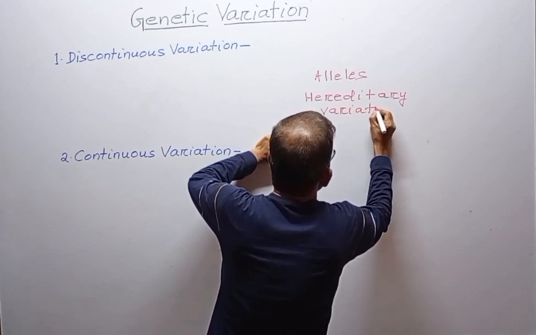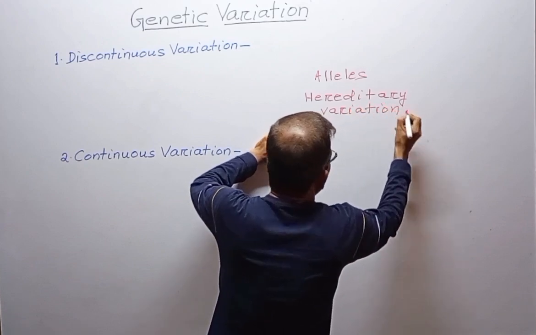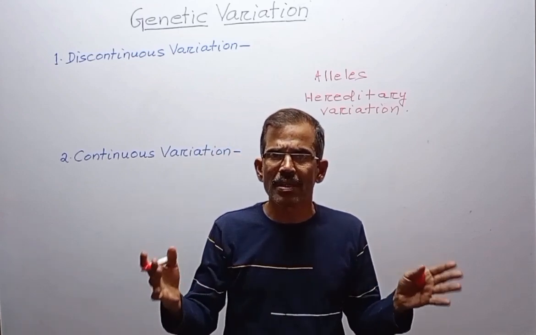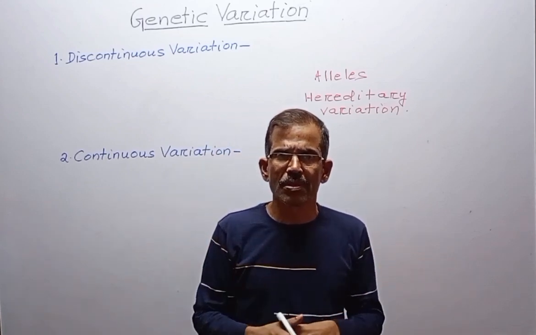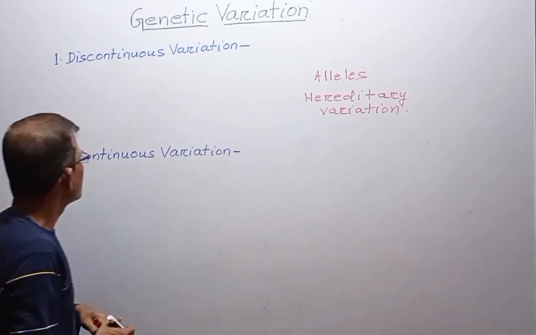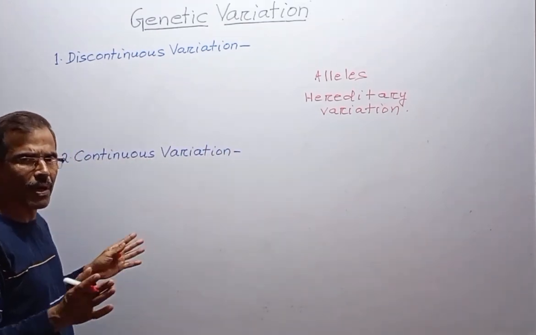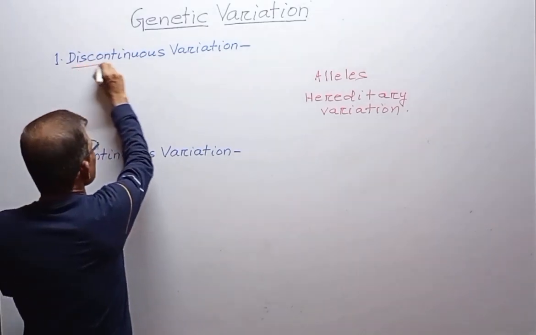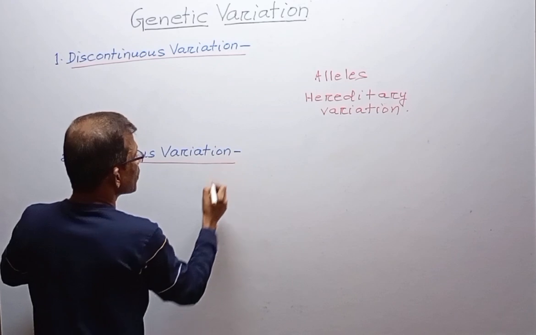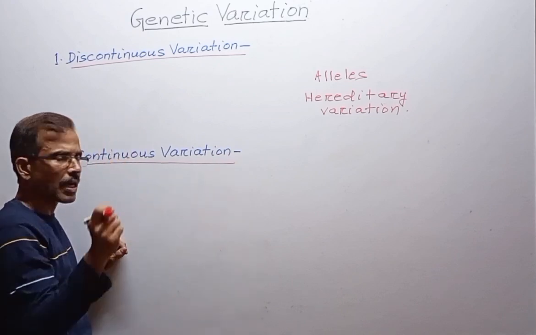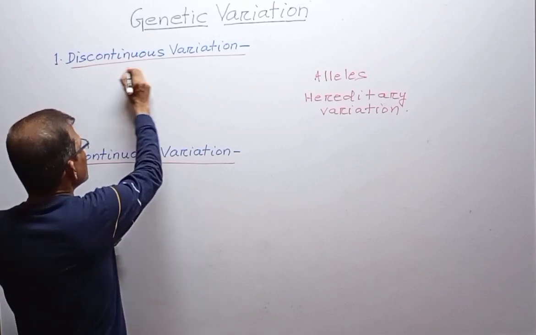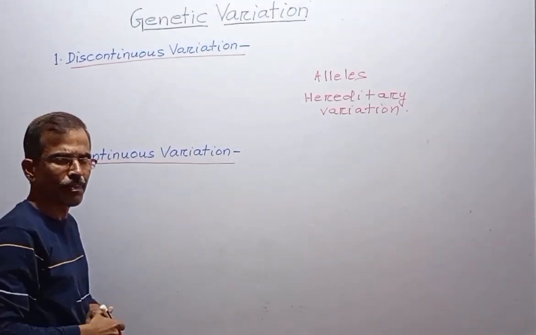In genetics, it is important to analyze variants. It is also important to understand the types of variations in population. Genetic variation can be classified into two different groups: discontinuous variation and continuous variation. Allelic variation contributes to both. First one is discontinuous variation.